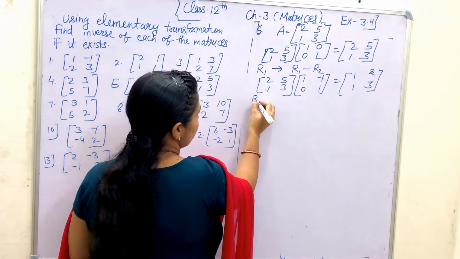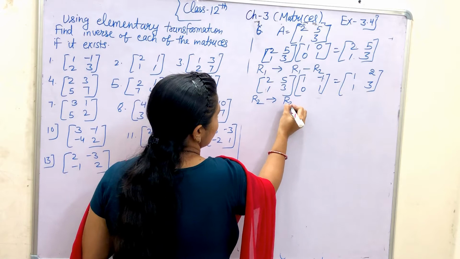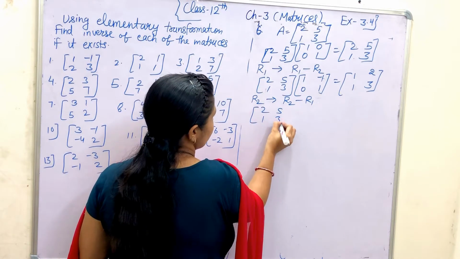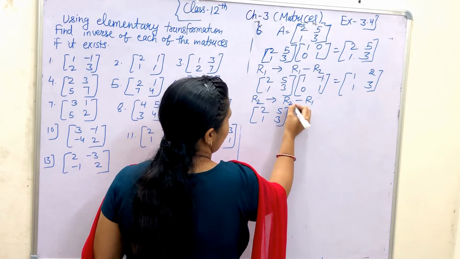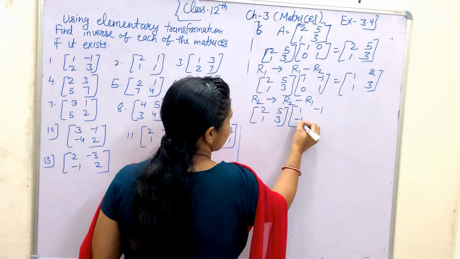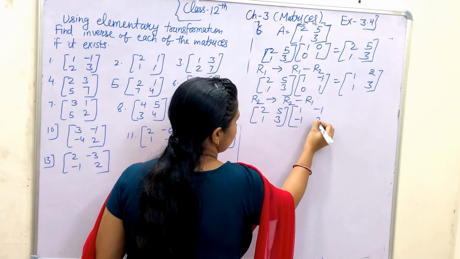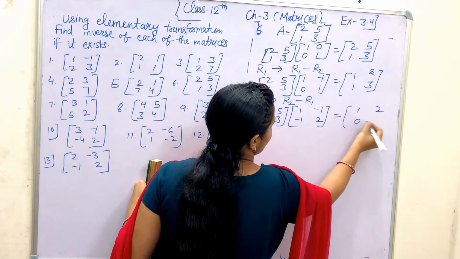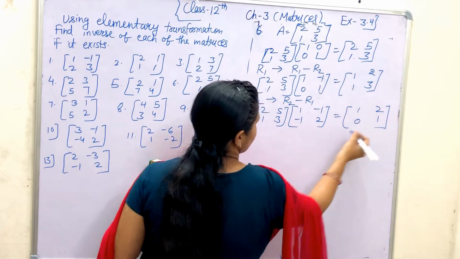Now we use on R2 minus R1. We get 2 5 1 3. R2 minus R1. R2 minus R1 minus 1. 1 minus minus plus, that is 2. Here is 1 2 0. 3 minus 2, that is 1.